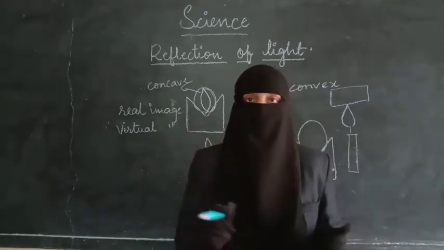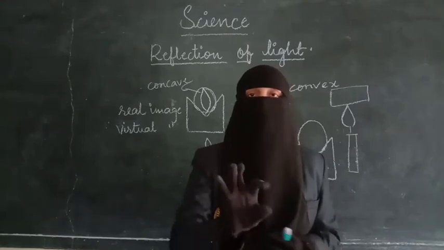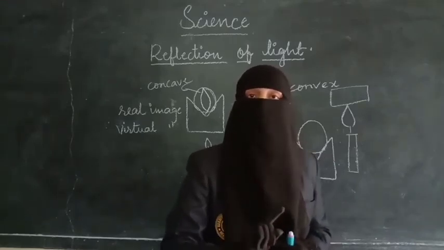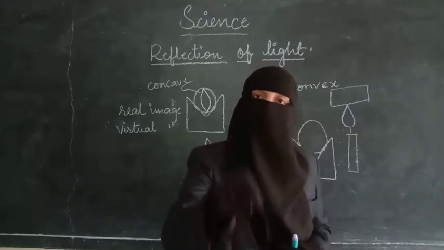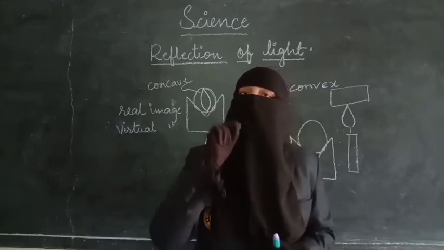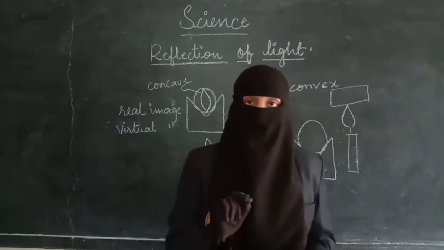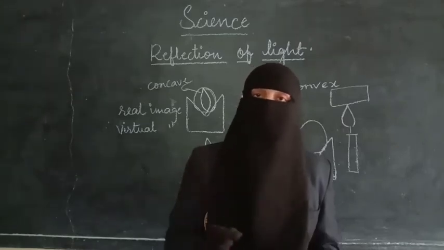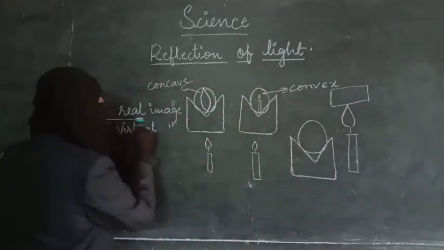Now the room is dark, right? So only the candle flame will be giving the light. So the image will be formed in the mirror. And from there, if that image is forming on the paper, that means on the screen. If the image is forming on the screen, then the image is called a real image.